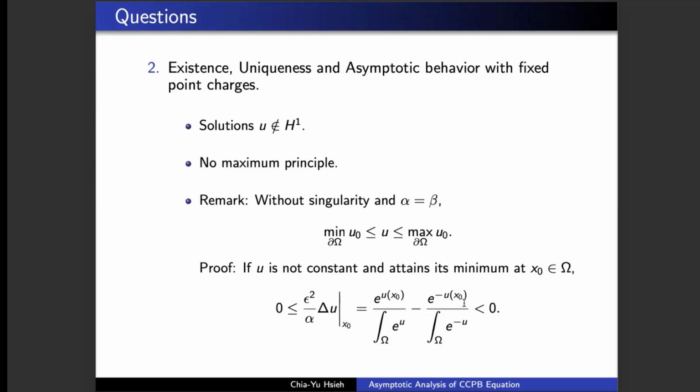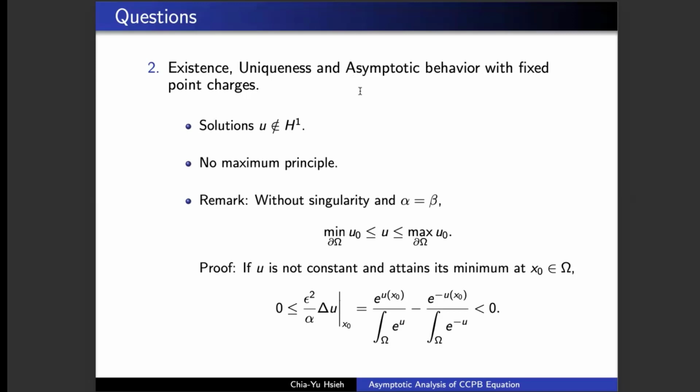Okay, and the second question is, if we consider possible fixed point charges in this system, can we still have existence and uniqueness? And if it exists, what's the asymptotic behavior as epsilon goes to 0? For the existence and uniqueness part, the main difference is that the solution might not be a Lipschitz function.